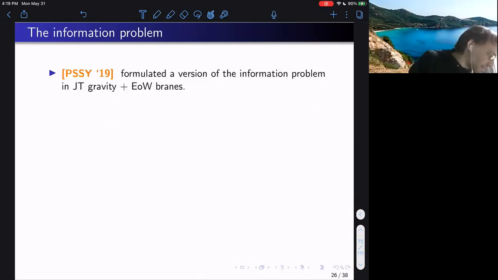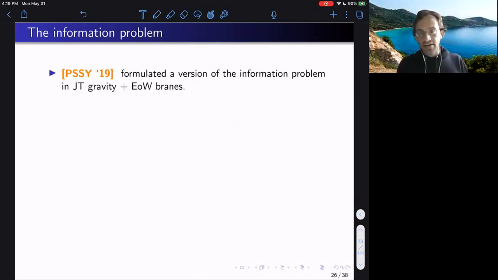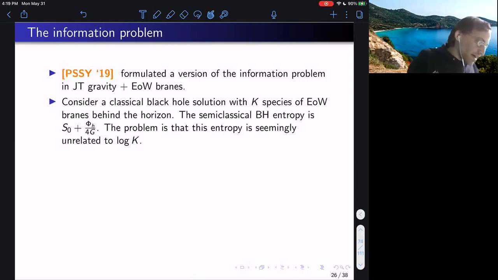Okay, so in my remaining 10 minutes, I'll comment on perhaps what all of this implies for the information paradox as it has been formulated in this model. So the West Coast replica wormhole paper formulated a version of the information problem in JT gravity with end-of-the-world branes. And basically their problem went something like this. Let's consider a classical black hole solution with K species of end-of-the-world brane behind the horizon. So the semi-classical Bekenstein-Hawking entropy of this solution is S naught plus phi h over 4G.